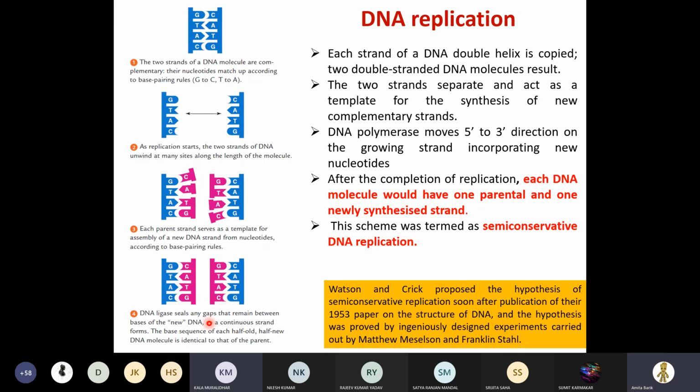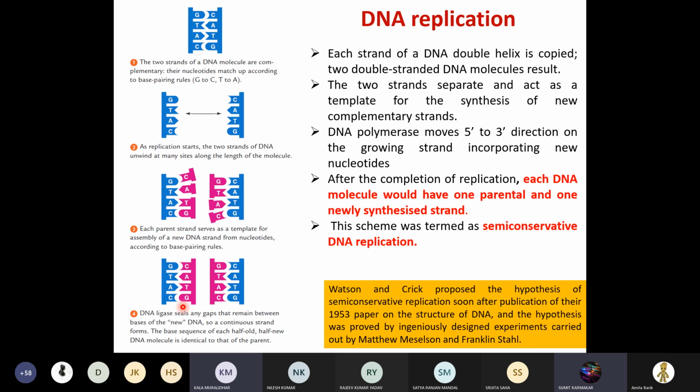If it had been conservative, what would have been formed? Only one strand. This pink strand would not have been there; it would have been completely blue if it were completely conservative in nature. So it is not completely conservative, it is semi-conservative in nature, in the sense that the newly formed DNA has one strand from the parent and one is completely new. Clear? What is semi-conservative DNA replication? This is the main fundamental thing, and how this procedure takes place, we'll discuss.